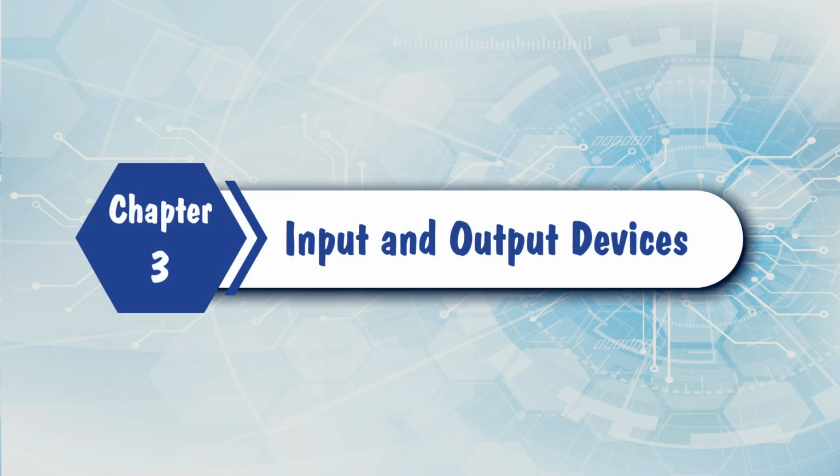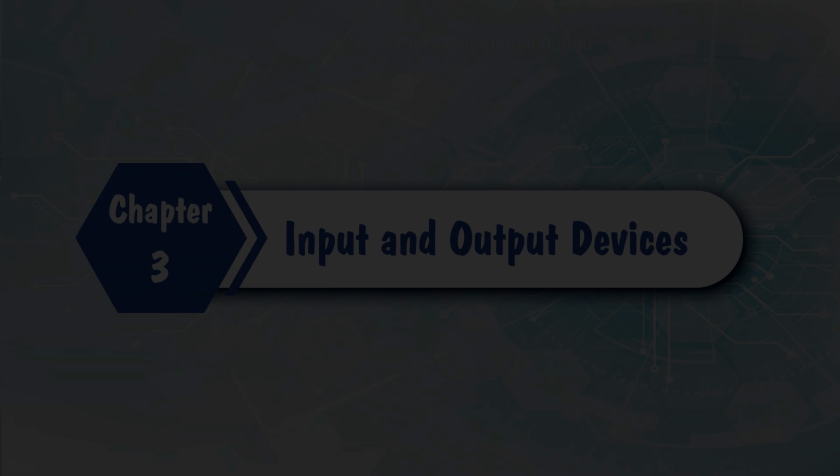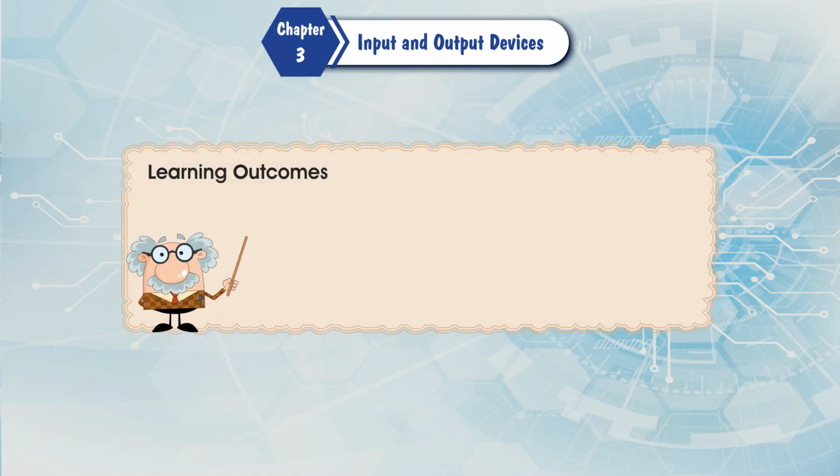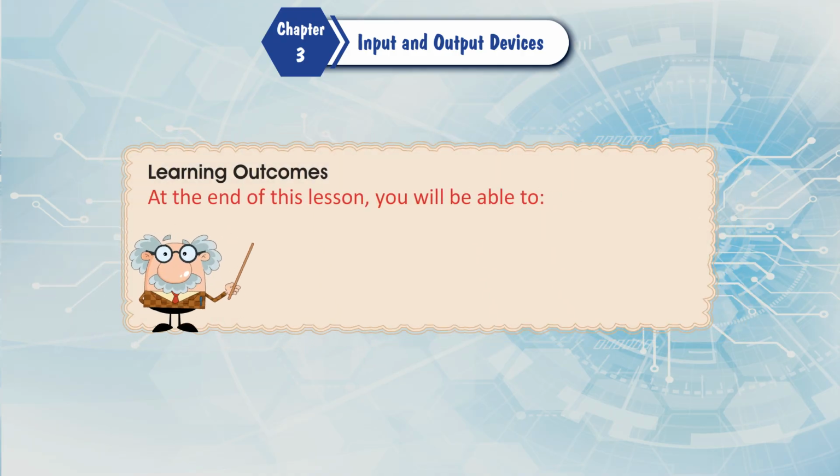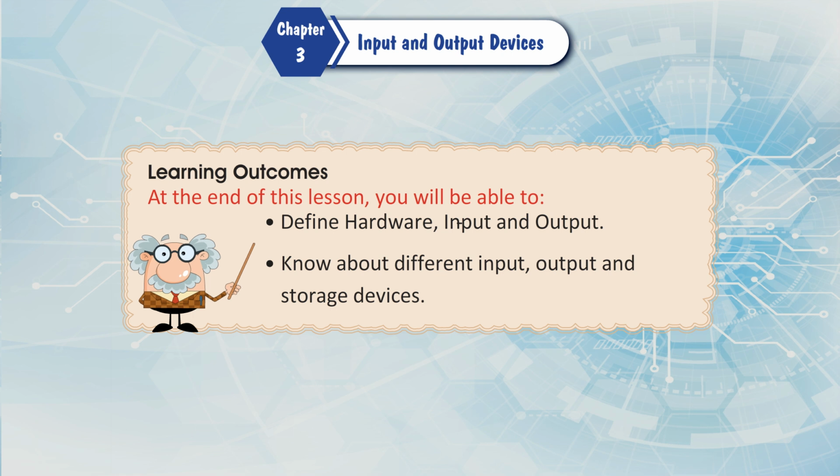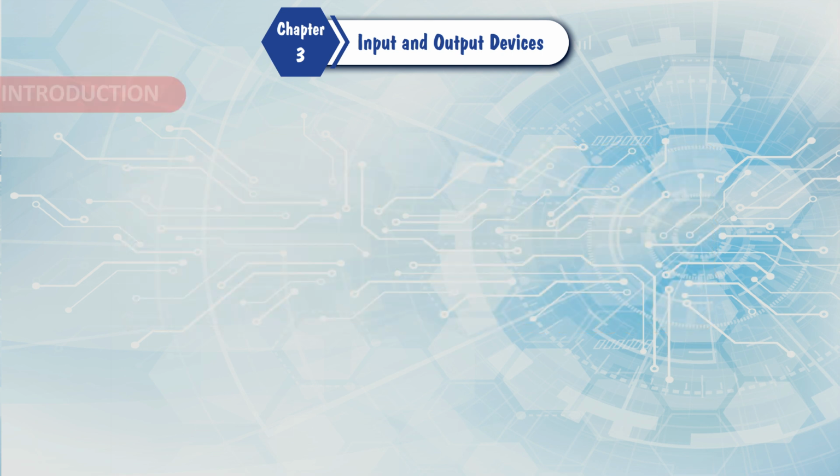Chapter 3: Input and Output Devices. Learning Outcomes. At the end of this lesson, you will be able to define hardware, input and output. Know about different input, output and storage devices.